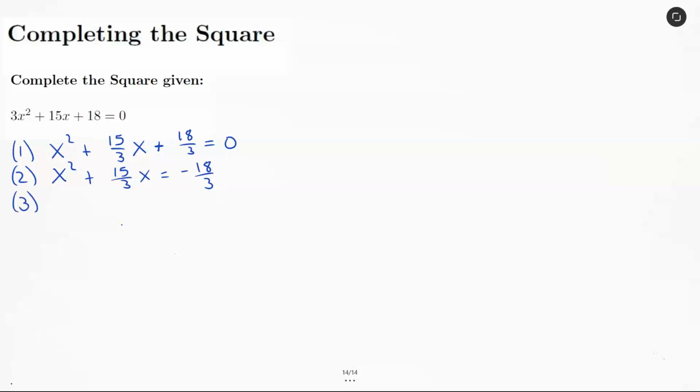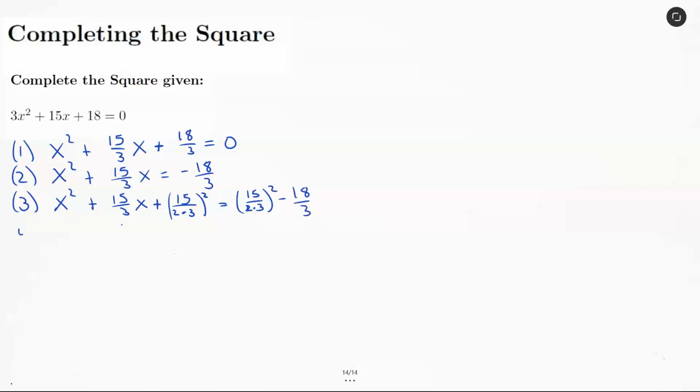Step 3 is to write the left-hand side as a perfect square. So remember what we're going to do here. We'll take x squared plus 15 over 3x. All right, and we take the coefficient of x, which is 15 over 3. We are going to cut it in half. We cut that term in half, and that's what it looks like. We square it, and then we are going to add it to both sides. So 15 over 3, or 2 times 3, squared minus 18 over 3.